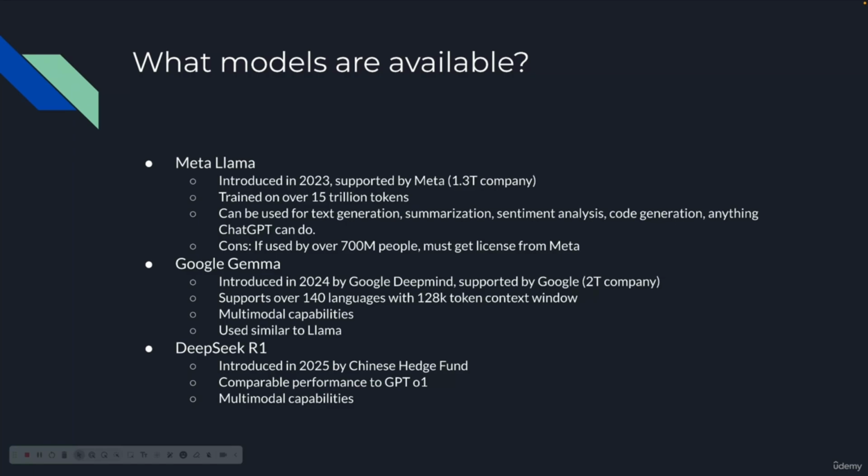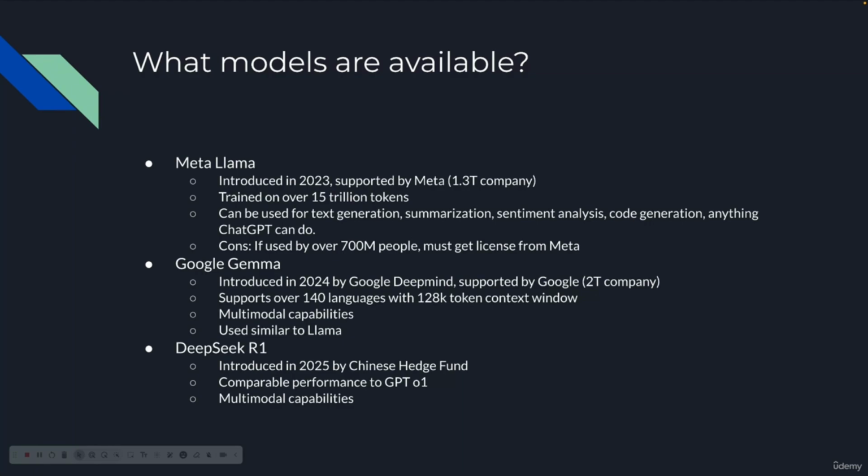Google Gemma is also a model released by Google DeepMind and supported by Google, which is a $2 trillion company, so also not going away anytime soon. It supports 140 languages with a 128K token context window. This is a large language set, so it's great for international customers. If you're in a country that the other AI models don't really support, you can use Gemma, which would support it. It has multimodal capabilities similar to Llama, and it's used similarly to Llama.